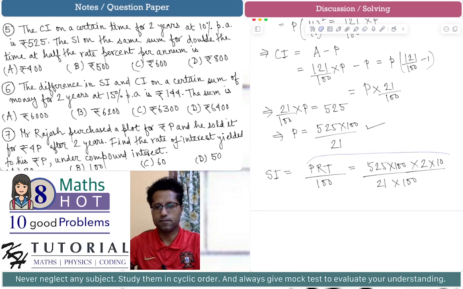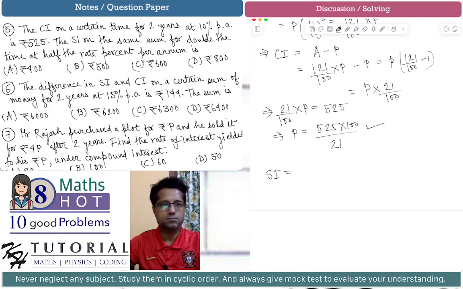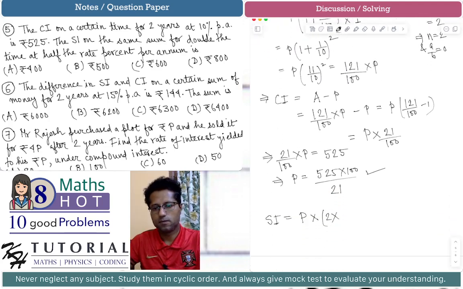It is asking the simple interest on the same sum, so P, for double the time, that is 2 into double the time. The time was 2 years, so 2 into 2, double the time and half the rate percent. So half the rate percent, R will be 10 by 2.